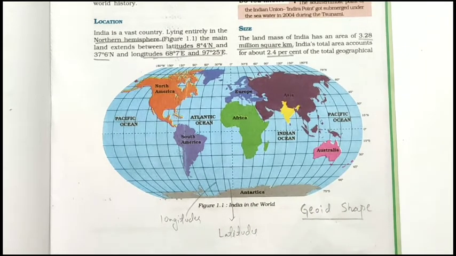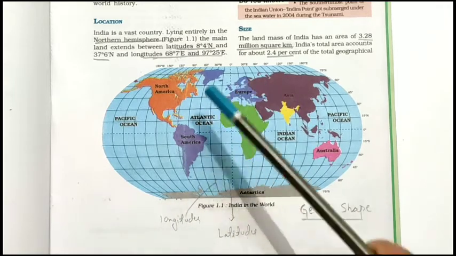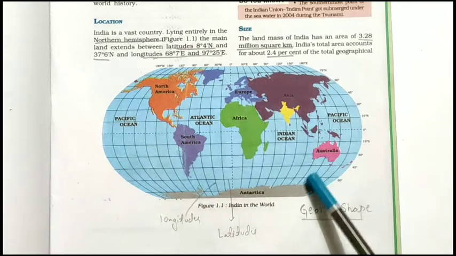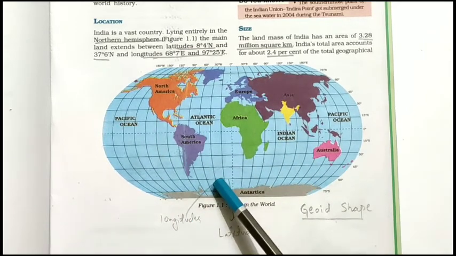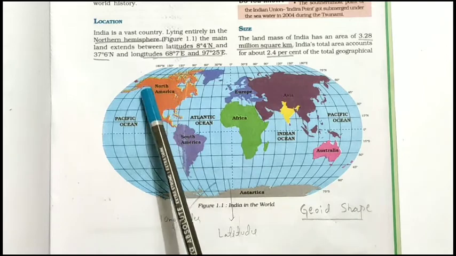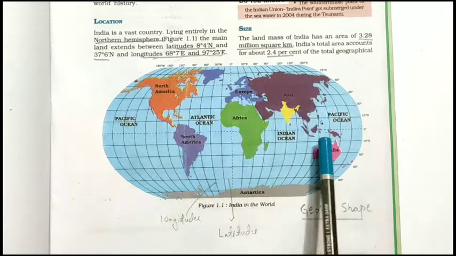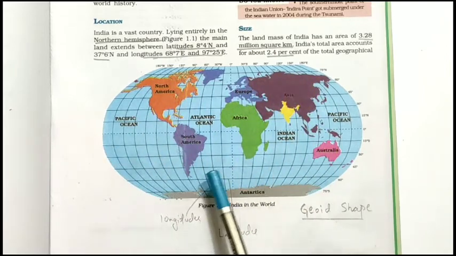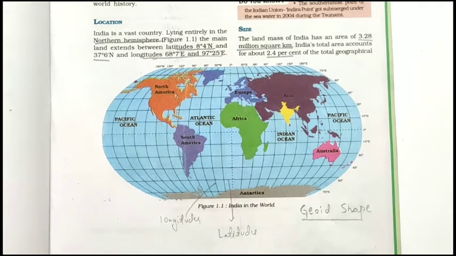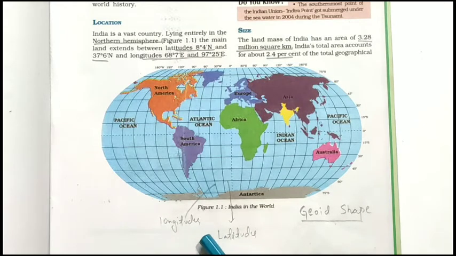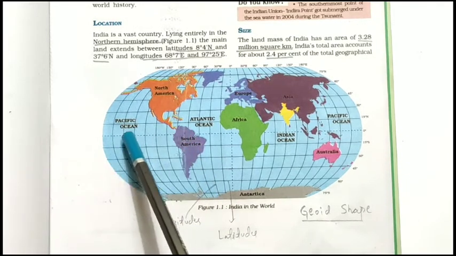Now, what is longitude and latitude? These long vertical lines from top to bottom, they are called as longitudes. And these horizontal lines from left to right, they are known as latitudes. Did you ever use Google Map? It is through the longitudes and latitudes in a Google Map that we are able to find the location where we want to go.